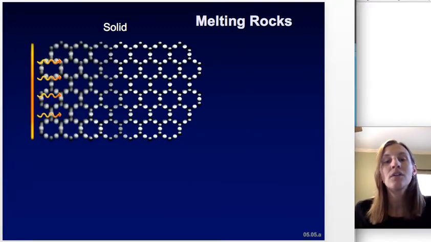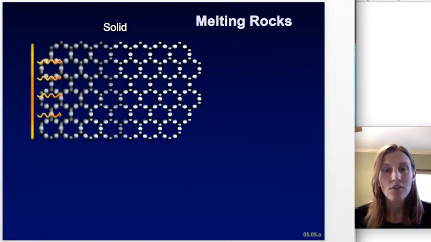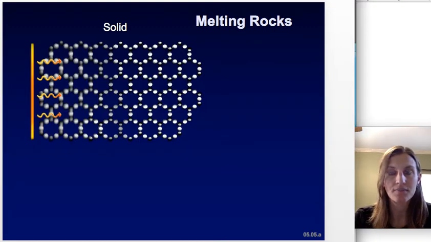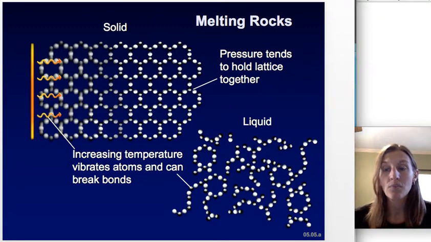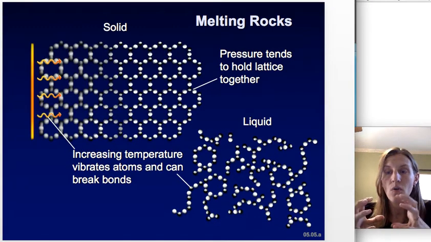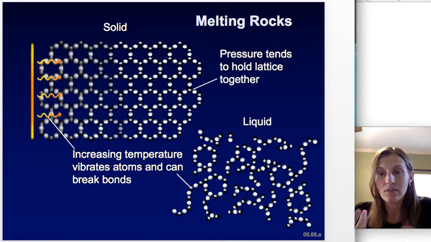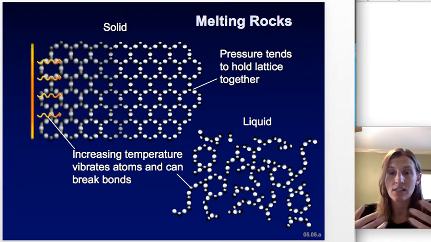Okay, so how do we melt rocks? Here you're looking at a solid crystal lattice, and I want you to think about how changing the temperature or pressure could cause melting. Pressure tends to hold the lattice together. Temperature you might be more comfortable with. As you increase temperature, it causes the atoms to vibrate, and it can break the bonds. That's how you generate a liquid.